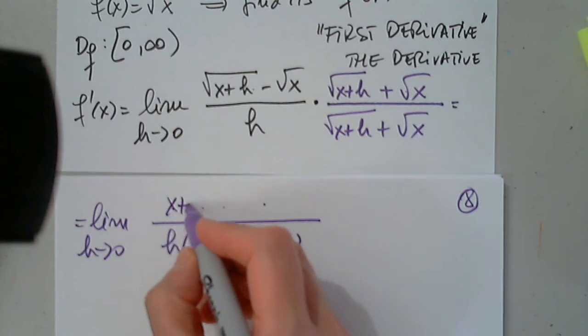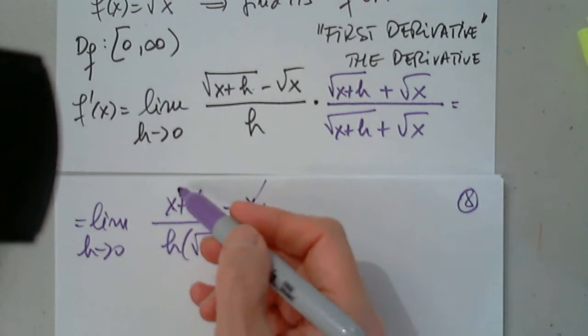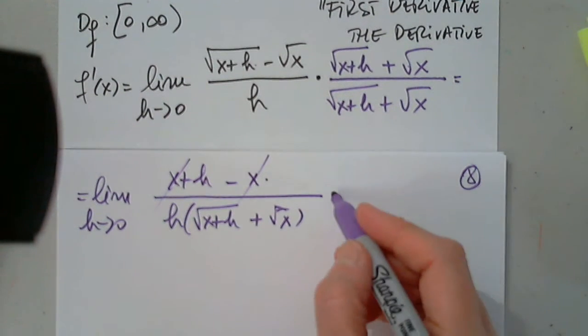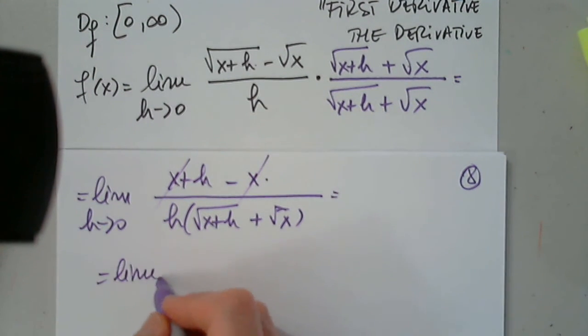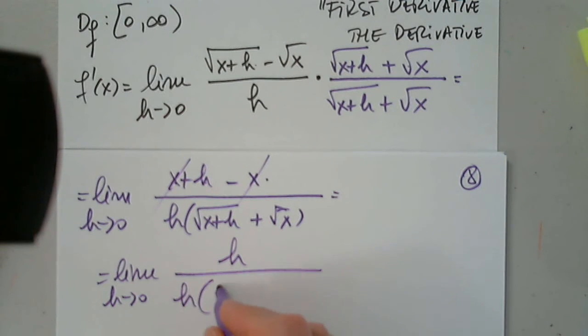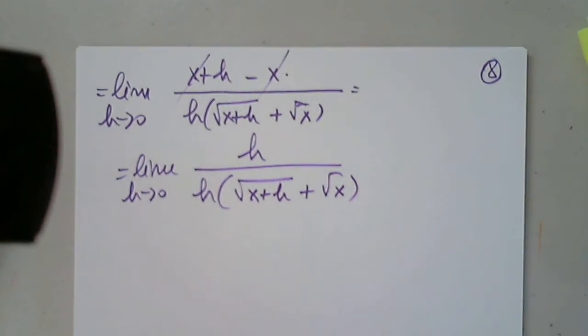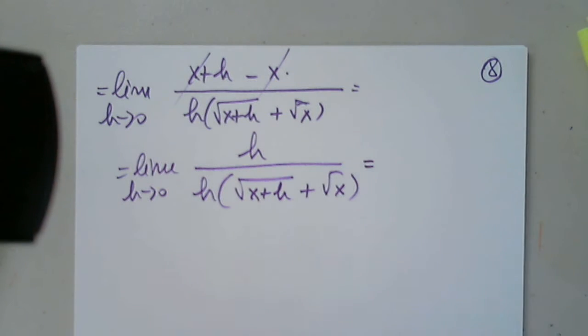X plus h minus x. That's it. As expected, these two are going away. Then we have the limit as h approaches 0, h over h, the square root of x plus h plus the square root of x. And now what is the second step that has to happen? If it doesn't happen, something is terribly wrong.